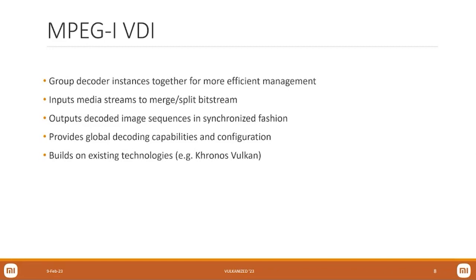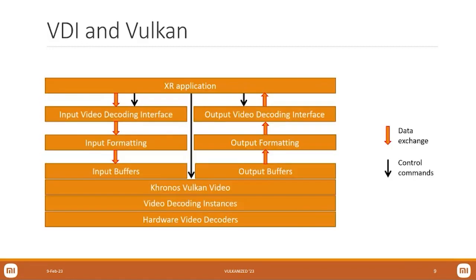And the last bullet, which is important, is that VDI builds on existing technologies. So basically, we're not defining a technology. We're defining a way of using this technology. And Khronos Vulkan, and specifically the video extension, is one of the technologies that has a professional mapping in the spec. Other examples, for example, could be the media source extensions for the browsers.